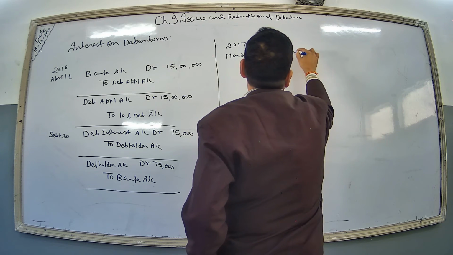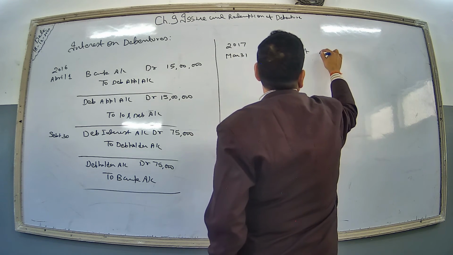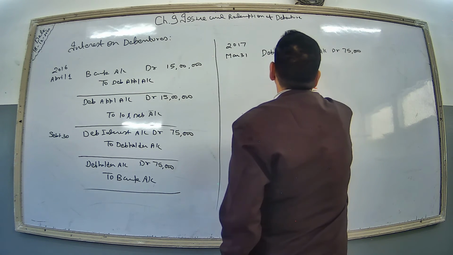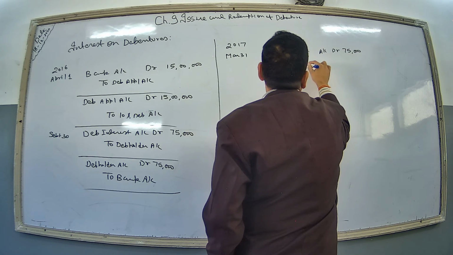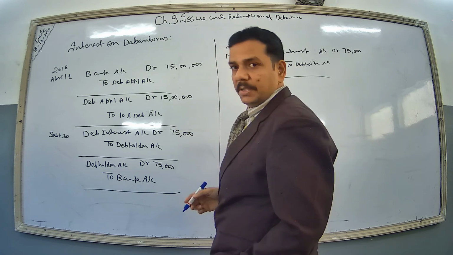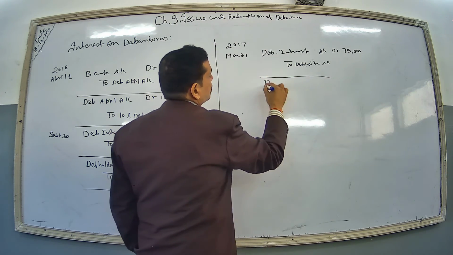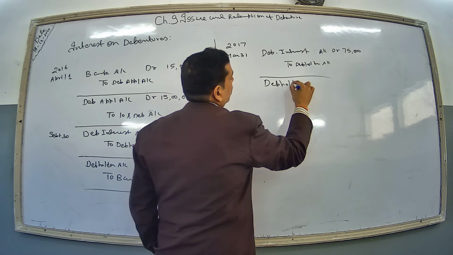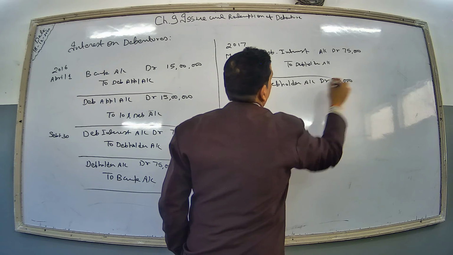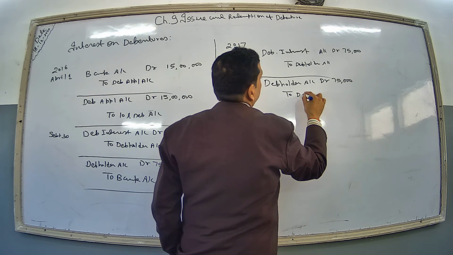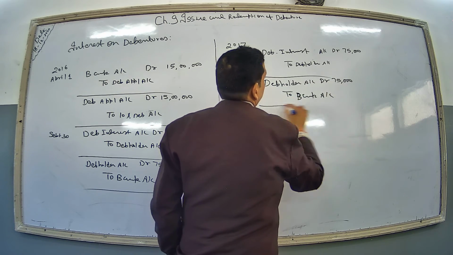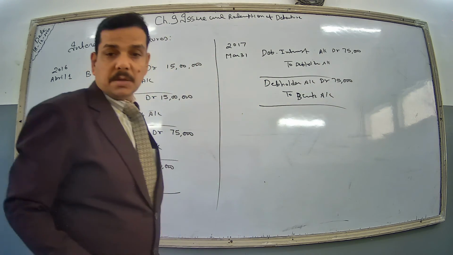Again we will pass the same entry, that is debenture interest account debit to debenture holder account. Again write that being the half yearly interest due. Then again you have to make the payment. So debenture holder account debit 75,000 to bank, being the interest paid to debenture holder.